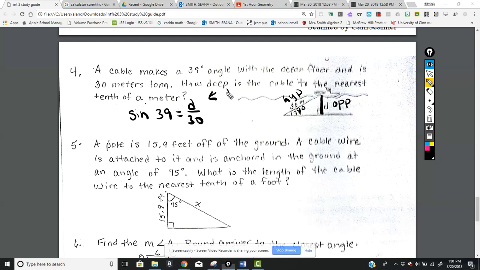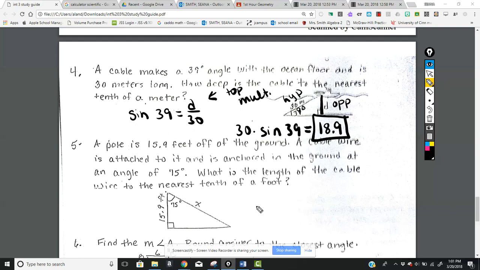Since D is on top, we multiply. Be careful in the calculators when you multiply these two. Please type 30 times sine 39. That stops you from having order of operations problems. And when you type that in, you should get what? Crunch those numbers. Hopefully you got 18.9. Now remember, we're rounding to the nearest tenth, so you should have one decimal place.